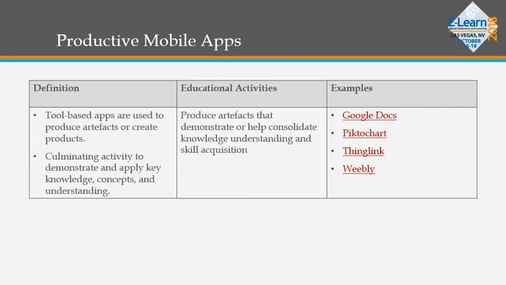Productive mobile apps involve tool-based software that is used to produce artifacts or create products, usually involved in culminating activities to demonstrate and apply key knowledge, concepts, and understanding. So the idea is to produce artifacts that demonstrate knowledge and understanding. Examples are Google Docs, Piktochart, ThingLink, and Weebly.